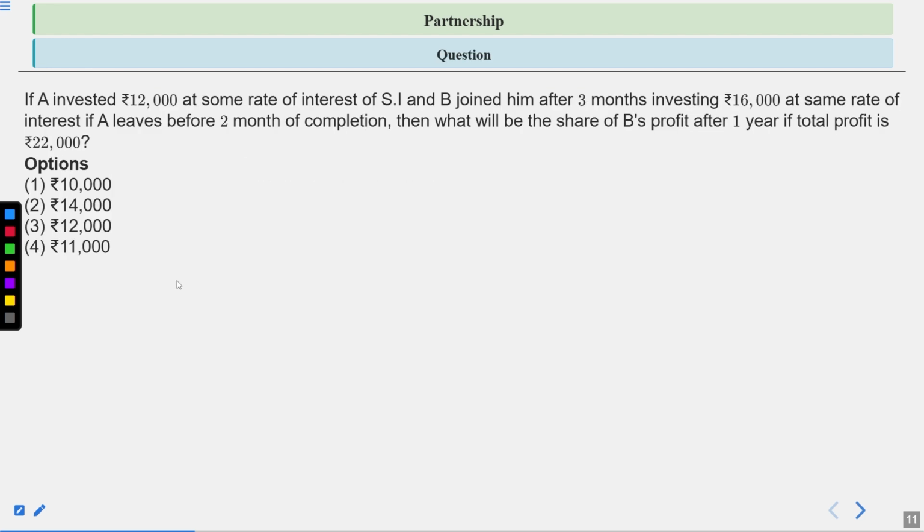Next one. If A invested 12,000 rupees at some rate of interest of SI and B joined him after 3 months investing 16,000 rupees at the same rate of interest, if A leaves 2 months before completion, then what will be the share of B's profit after 1 year if the total profit is 22,000 rupees? Now you have 4 options for this question. First one is 10,000. Second is 14,000, third one is 12,000 rupees and fourth one is 11,000 rupees.